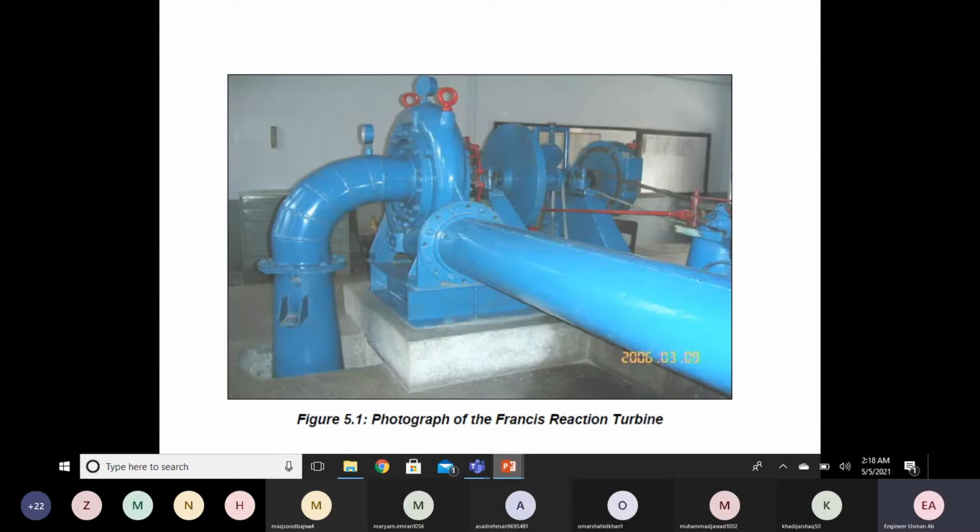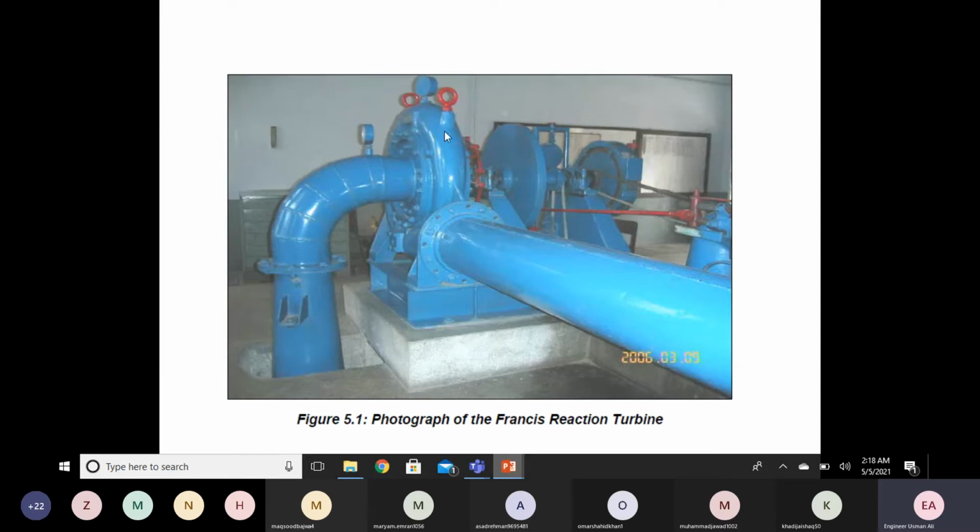This is a photograph of the Francis reaction turbine installed in our laboratory, hydraulics lab. So you can see its various components in the photograph. So firstly, you can see this pipe, constant diameter pipe coming out from the pump. That is a penstock. This is the penstock. This penstock is connected with the casing, with the flange. This is a flange, and this is the casing of the Francis reaction turbine.